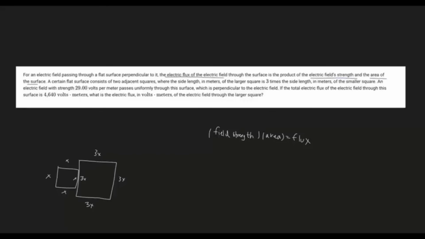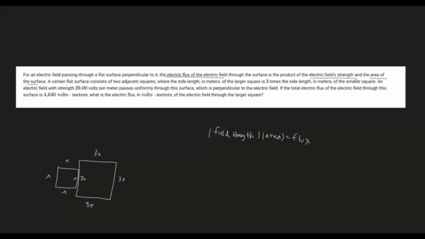So it says an electric field with a strength of 29 volts per meter passes uniformly through the surface which is perpendicular to the electric field. If the total electric flux of the electric field through the surface is 4,640 volts times meters, what is the electric flux in volts times meters of the electric field through just the larger square?